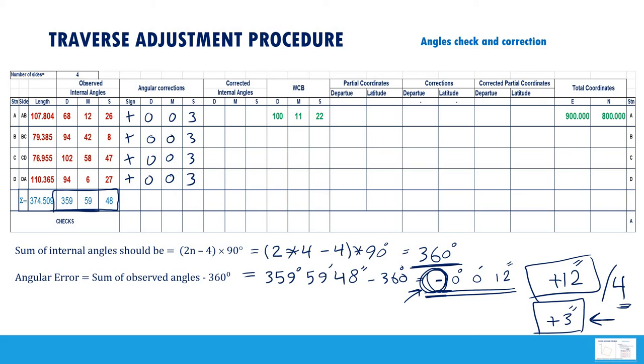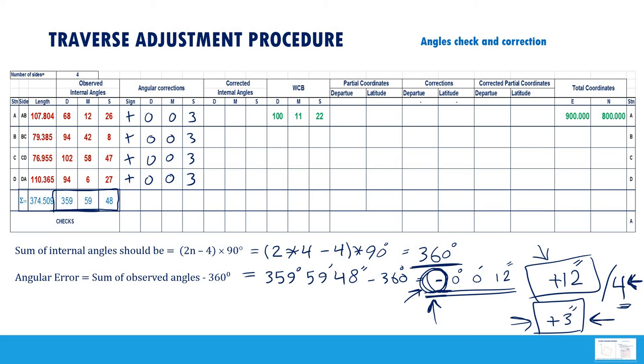So this is the angular correction for each angle. As you can see, it's very simple and easy. The error that you made, in this case 12, divided by the number of the angles, will give you the correction value for each angle. Don't forget, you made a negative error, so your correction should be positive, the opposite sign.